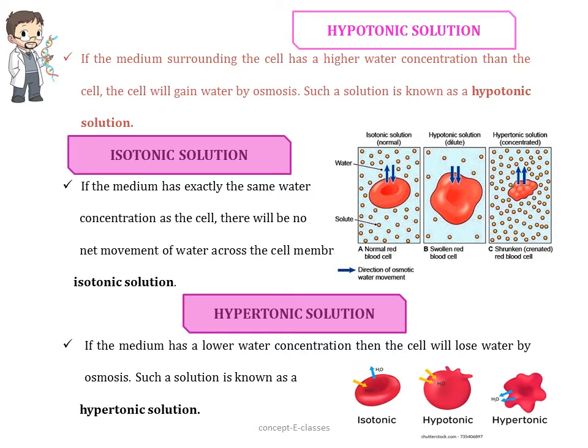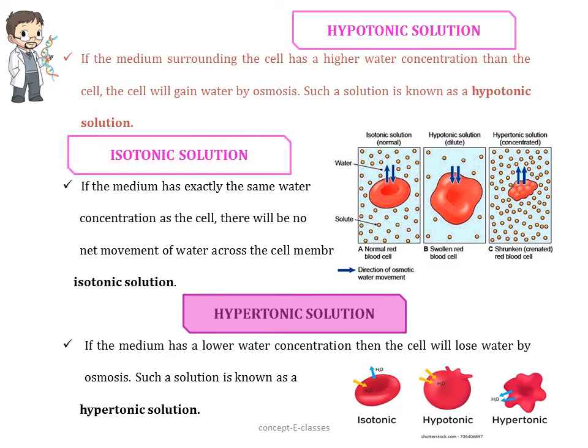Let's take the example of the swollen red blood cell. Here the surrounding area has high water concentration. So what will happen? The water molecules are free to pass across the cell membrane in both directions, but more water will come into the cell than it leaves. The net overall result is that the water enters the cell and the cell swells up. Such a solution is called a hypertonic solution.